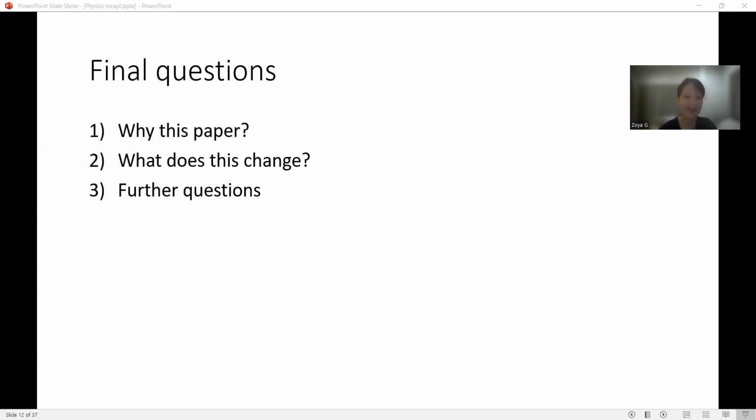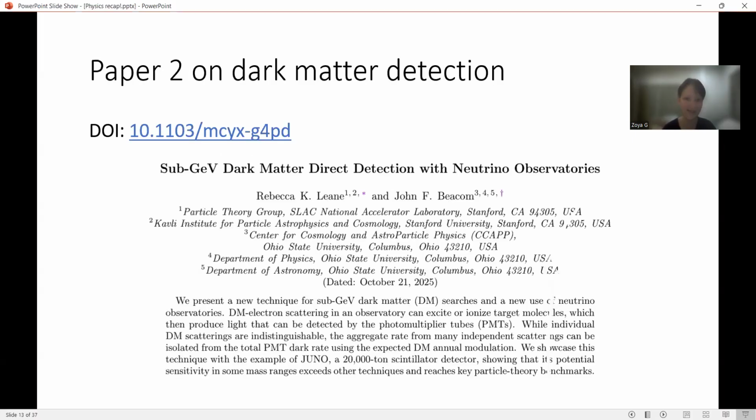It's cool, okay? Second paper: dark matter detection with neutrino observatories. This paper proposes a new way to search for dark matter using existing detectors, specifically highlighting the Juno Observatory in Jiangmen, China, which is a multi-purpose observatory and also the largest spherical observatory in the world.